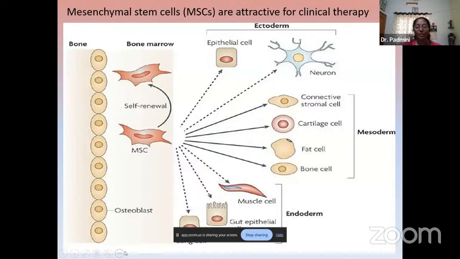So when you're talking about this particular picture over here, this is a very attractive clinical therapy when you talk about the mesenchymal stem cells. Mesenchymal stem cells can be taken out from the bone marrow. Once the cells are isolated, some of the cells are going to self-renew, and some are going to be utilized for clinical therapy in epithelial cells, the neurons, the connective cartilage, fat cells, and bone marrow when you're talking about mesoderm. And when you talk about the endoderm, you can form them into muscle cells, gut cells, and lung cells. So this is the importance of the mesenchymal stem cells.